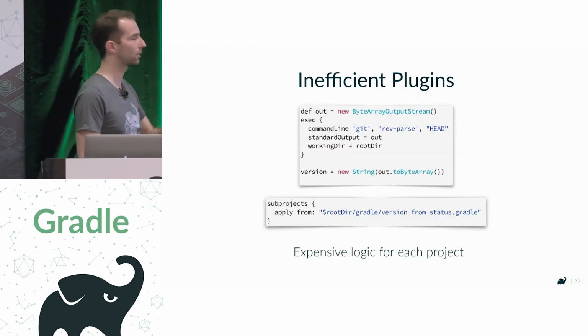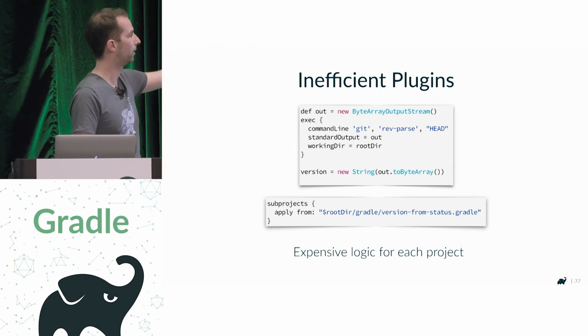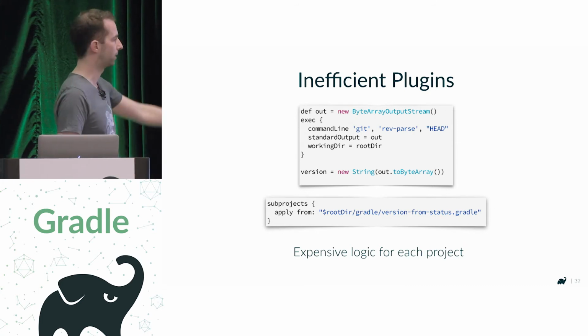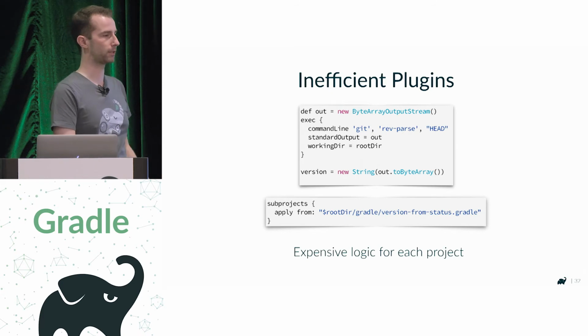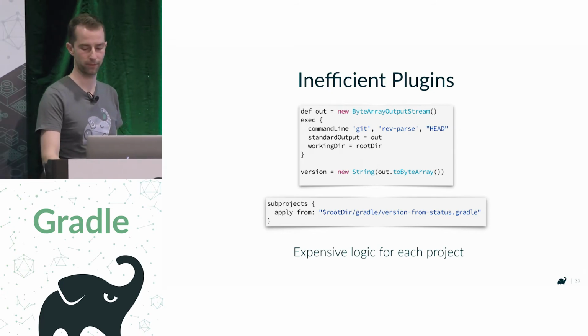So if we look at the source code for that plugin, we see immediately, yeah, it's doing an exec, capturing the output of Git, and then assigning that to the version. And then the user of that plugin just said, apply it to every sub-project. And that's how that performance problem came to be.